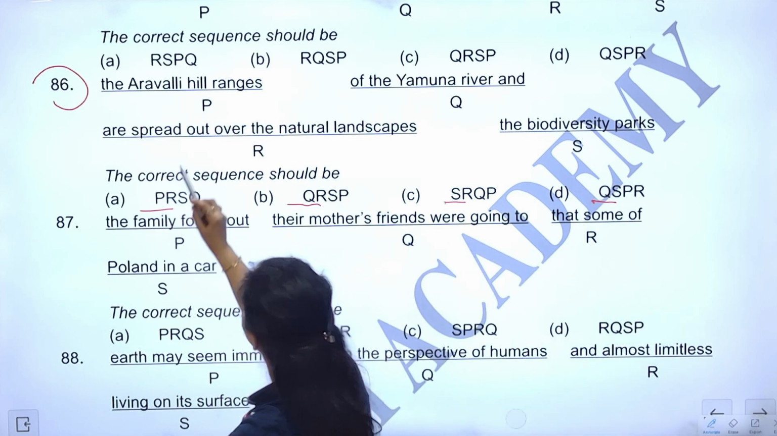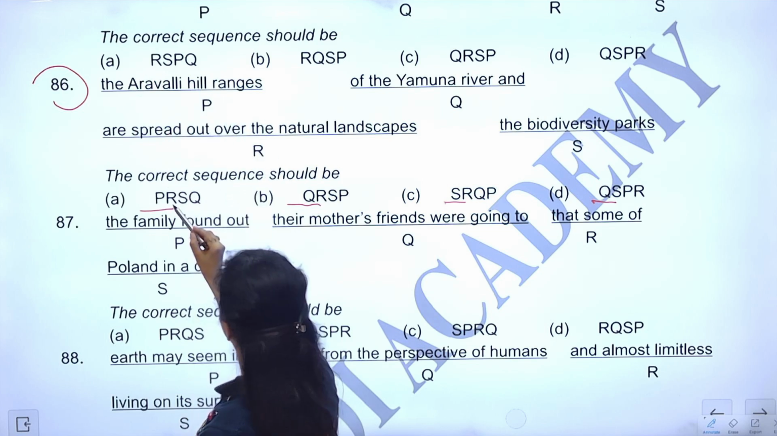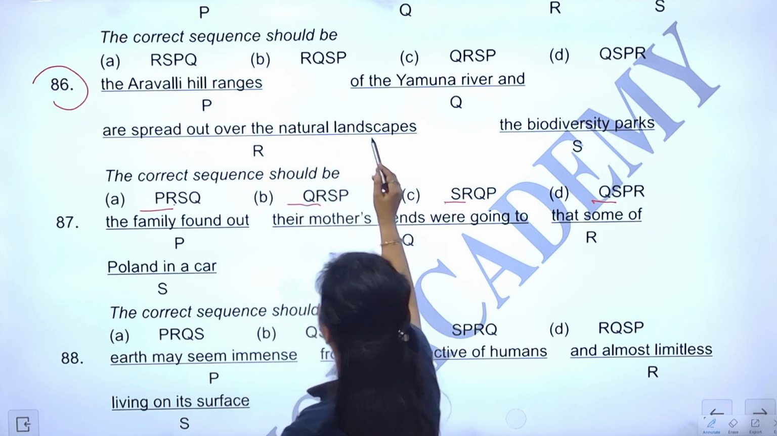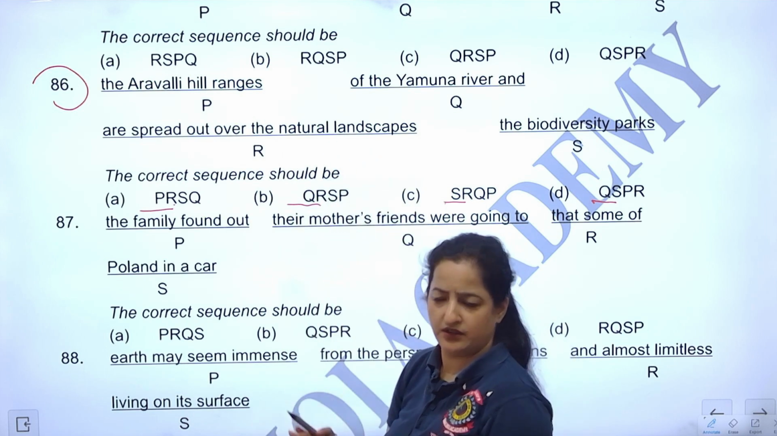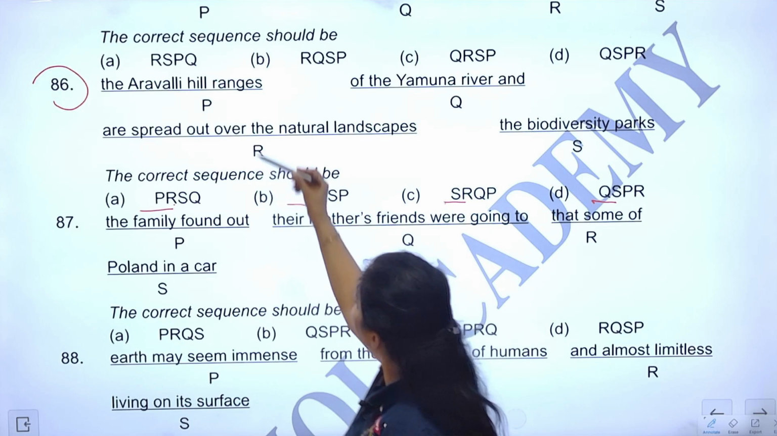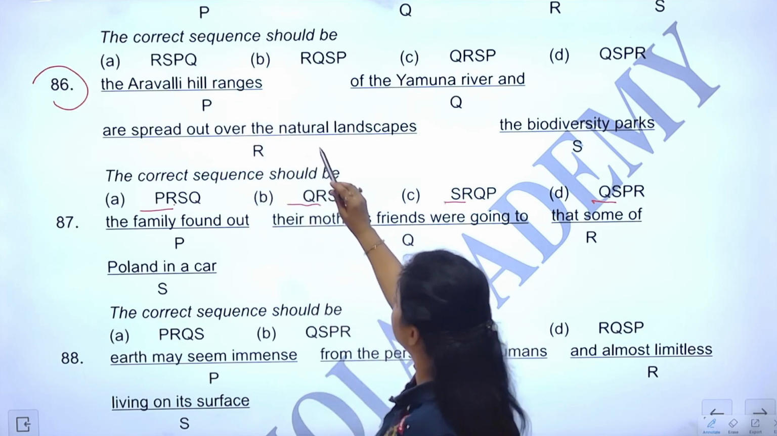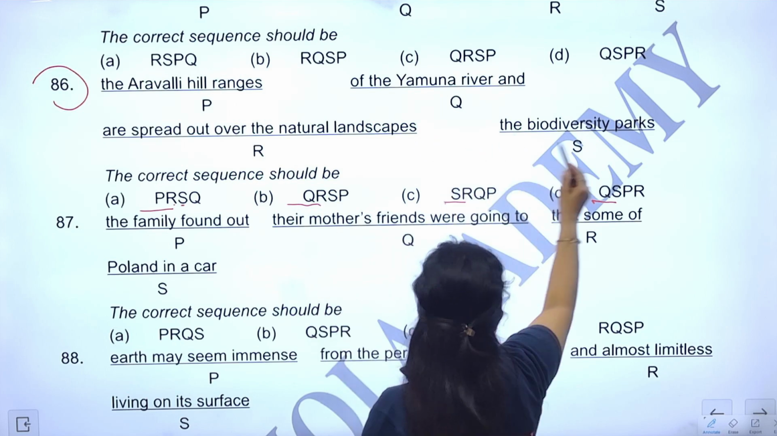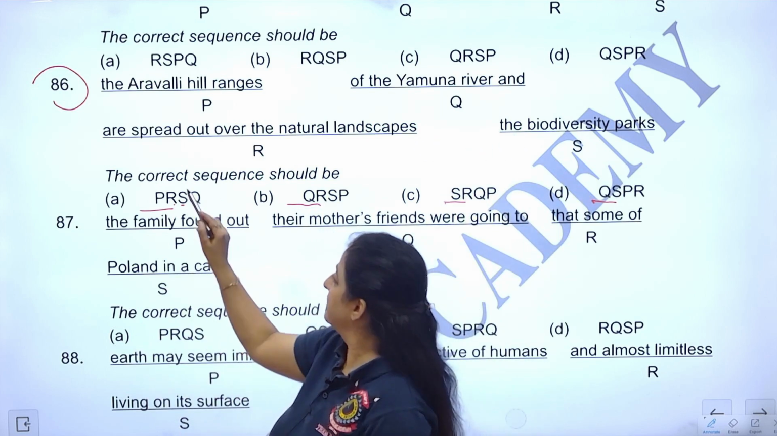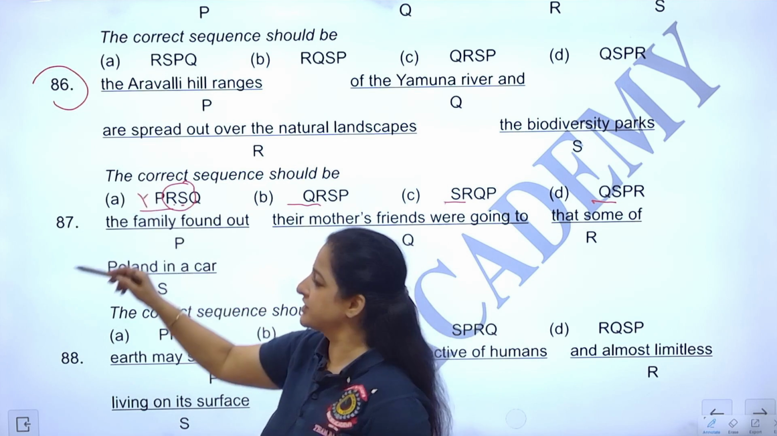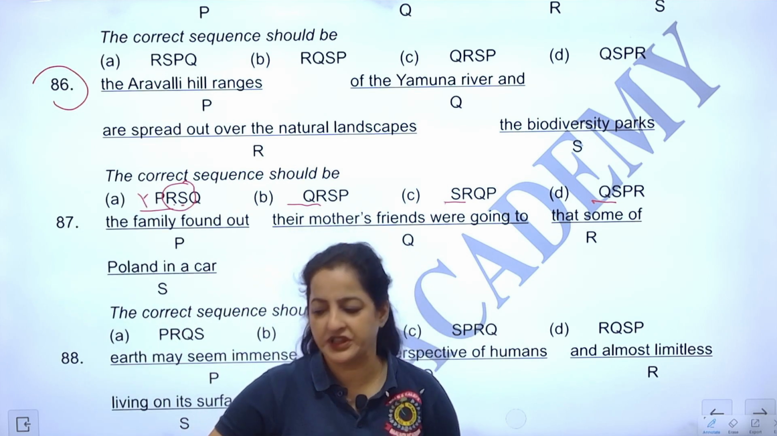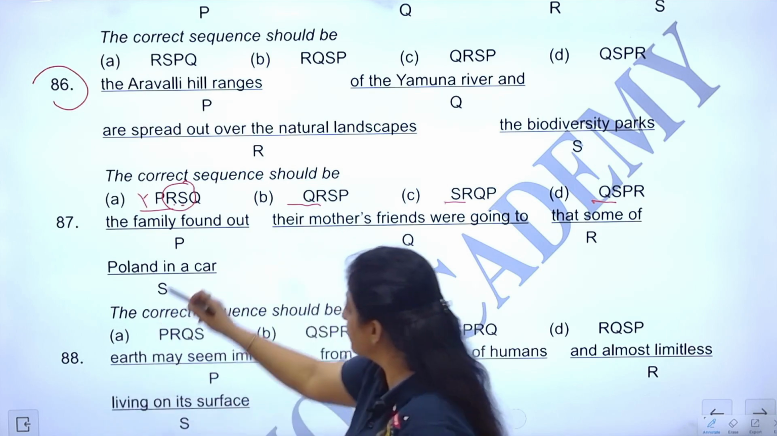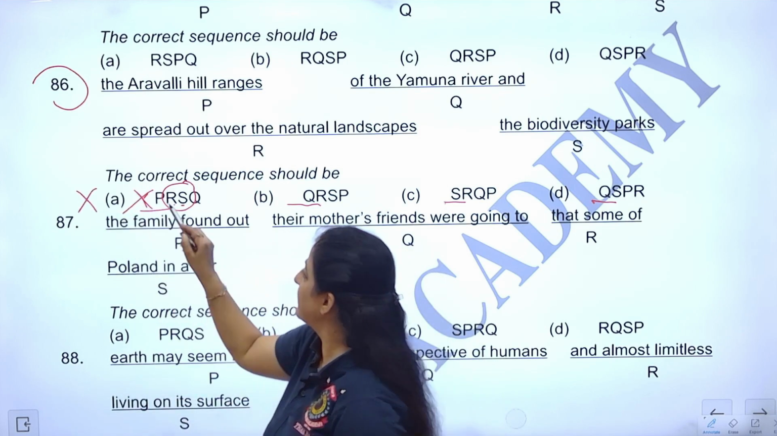We read P. The Aravalli hill ranges. Then we read R. The Aravalli hill ranges are spread out over the natural landscapes. Okay. Makes sense. Not bad at all. The Aravalli hill ranges are spread out over the natural landscape. And then I have to read S. Over the natural landscape, the biodiversity part. The R and S did not connect. There is no verb, it's not connected. Dissociated. Okay, so we're going to rule out alpha because R and S is dissociated.